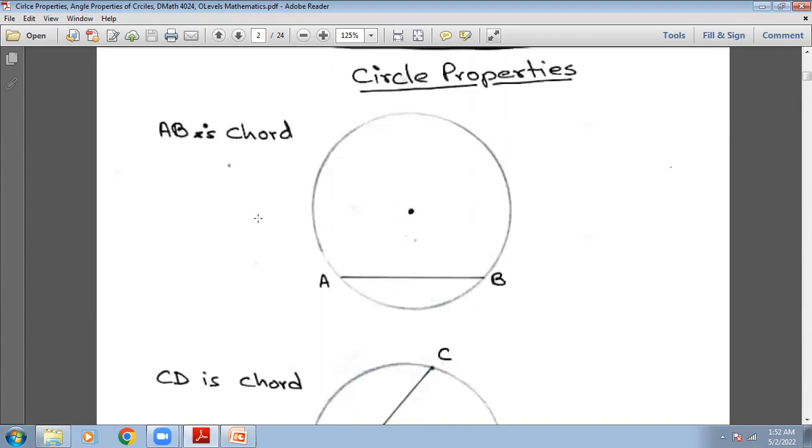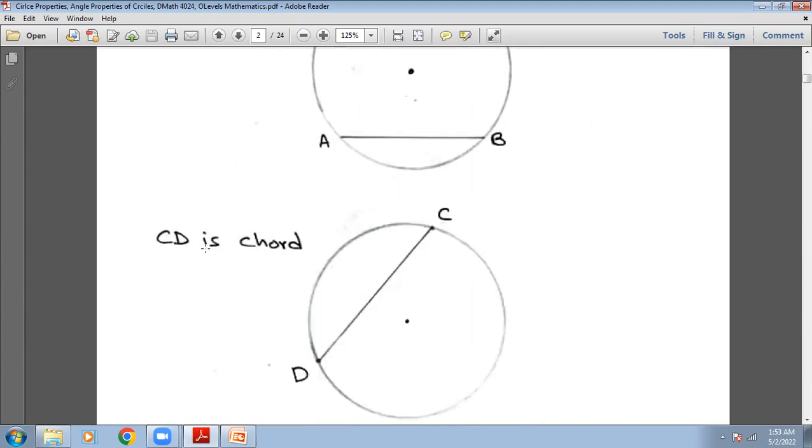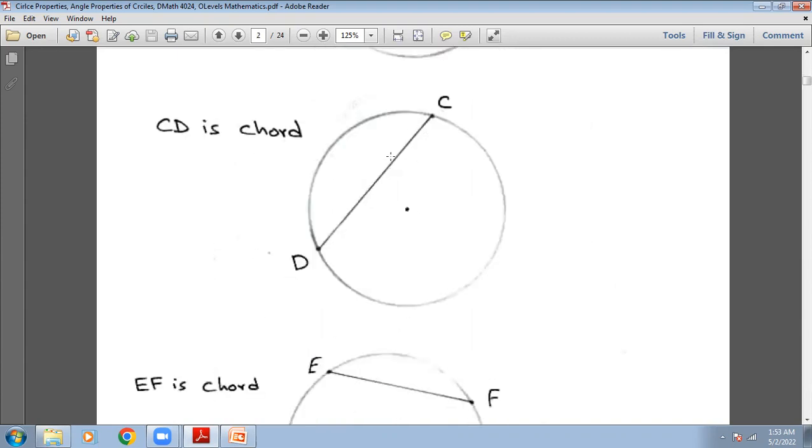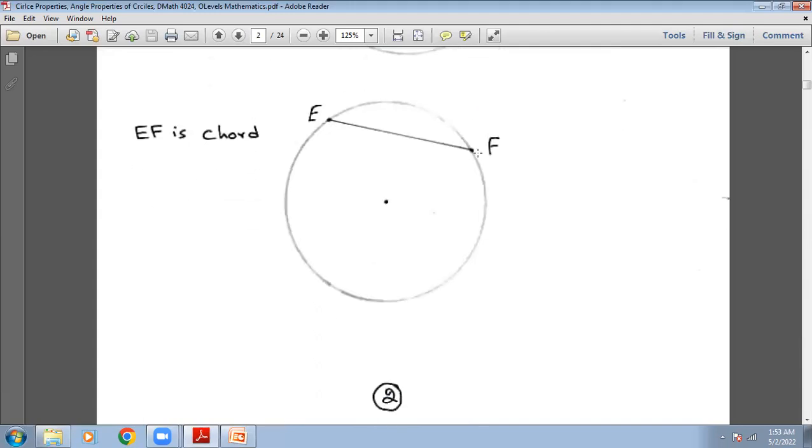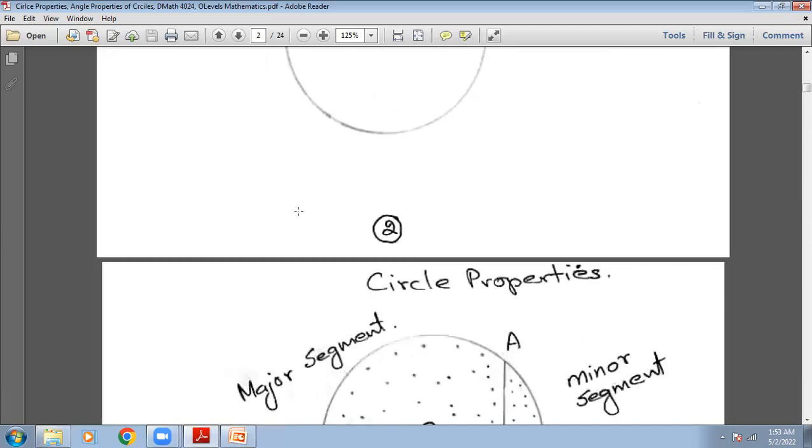If you join 2 points of the circumference with each other, and the line does not pass through the center, we call that line segment a chord. So AB is a chord. For example, here CD is also a chord because it's not passing through the center. You have joined 2 points on the circumference with each other. So CD is also a chord. In the same way, EF is a chord.